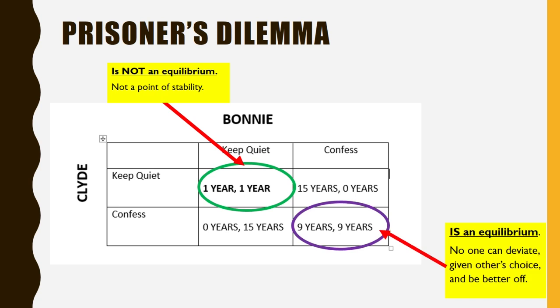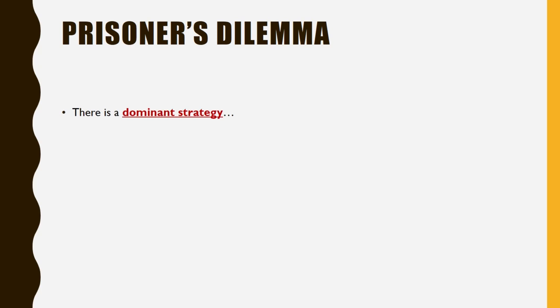confess is an equilibrium. So let's look at this for a second. Again, we have to ask ourselves the question, can anyone deviate and make themselves better off? So, does Clyde want to change his mind? What happens if he keeps quiet? If he keeps quiet, he goes to 15 years. And does Bonnie want to change her mind? If Clyde is confessing and Bonnie keeps quiet, she's going to get 15 years. None of that is better than where they are now, right?